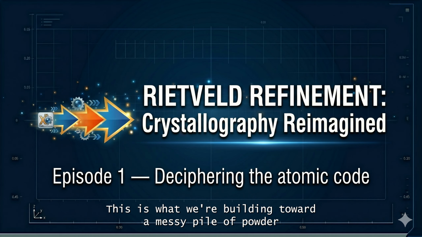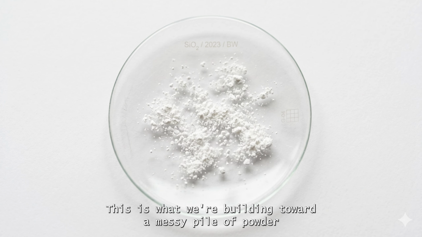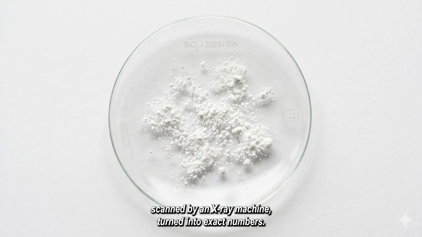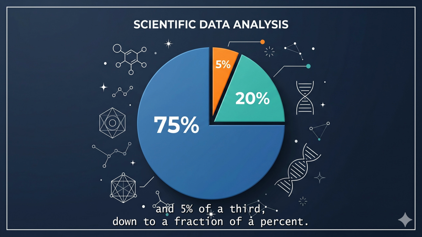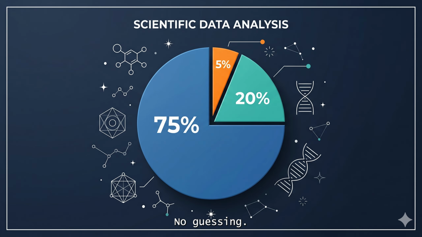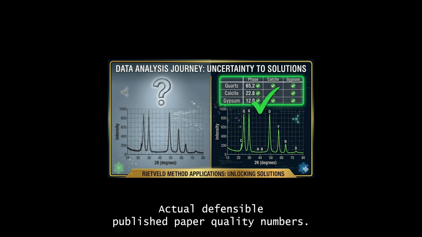This is what we're building toward. A messy pile of powder, scanned by an X-ray machine, turned into exact numbers. This sample is 75% of one mineral, 20% of another, and 5% of a third, down to a fraction of a percent. No guessing. No "looks like mostly quartz."